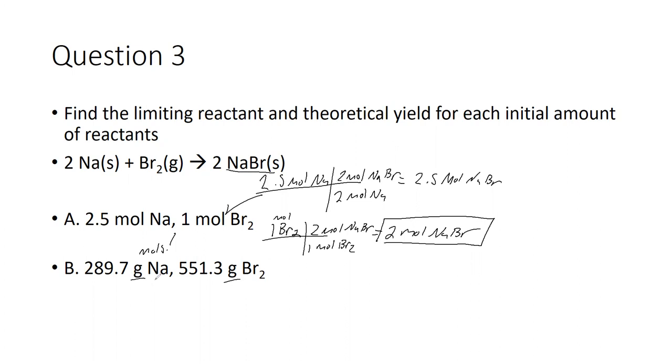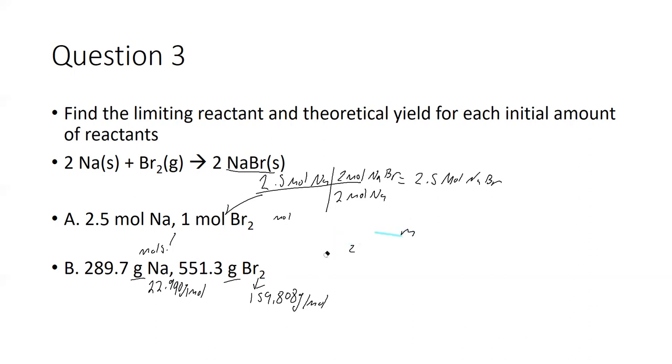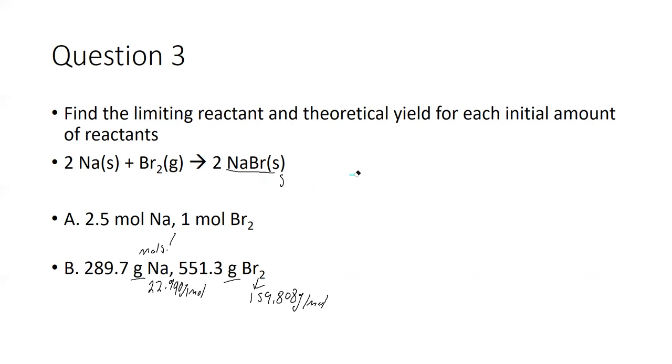So we need to find molecular mass. Sodium, from the periodic table, has a molecular mass of 22.990 grams per mole. For Br2, you take 2 times the weight of Br, and this is 159.808 grams per mole Br2. Now, with that, we are all ready to go. I'm going to erase A here. Let's go straight into B.